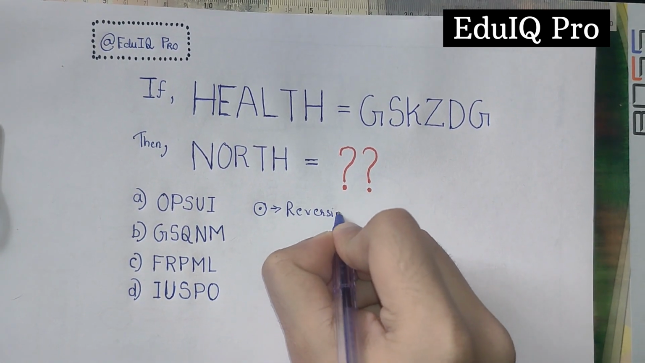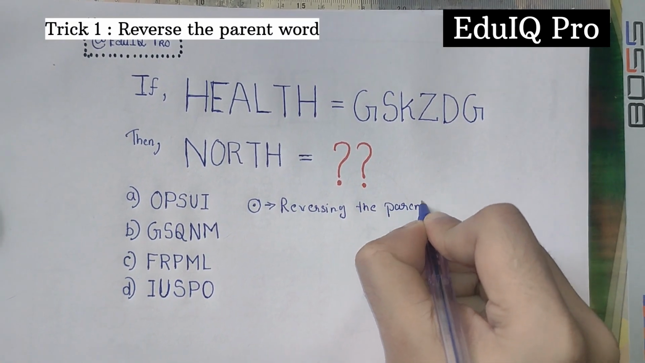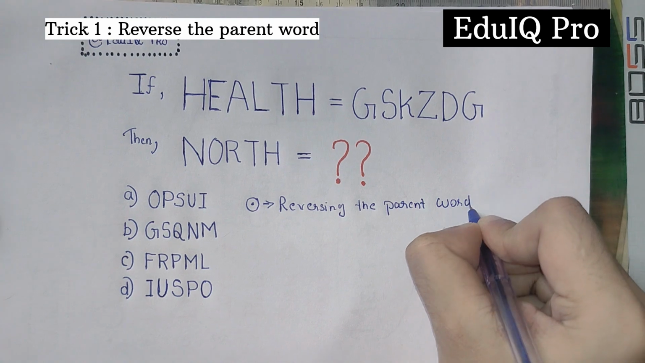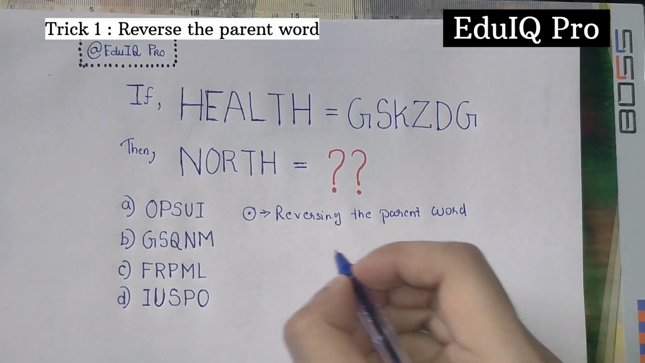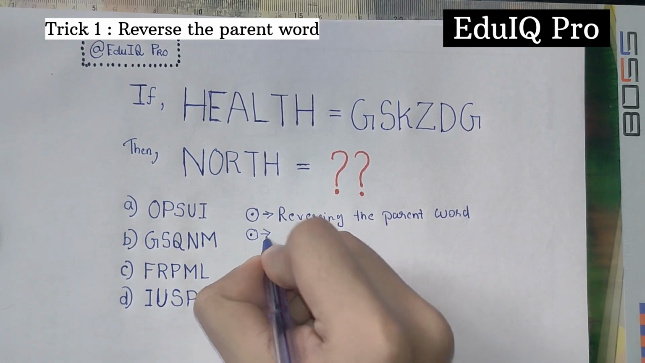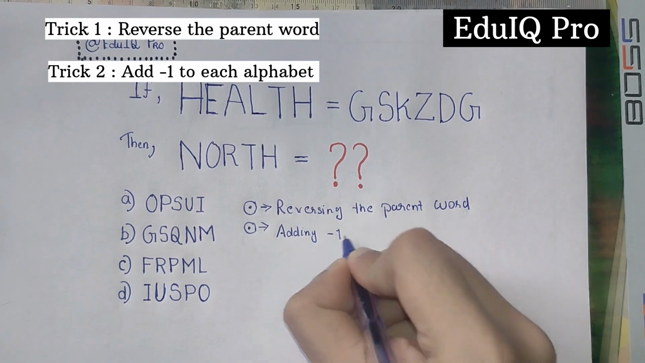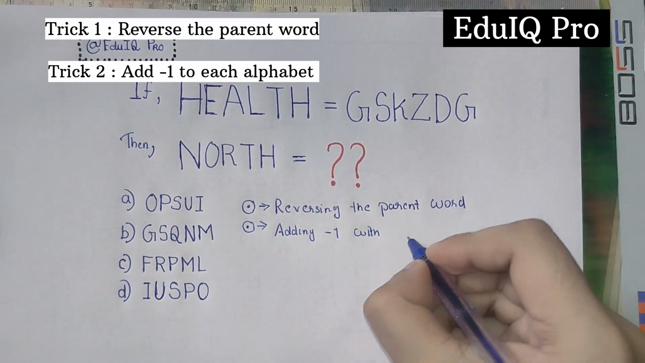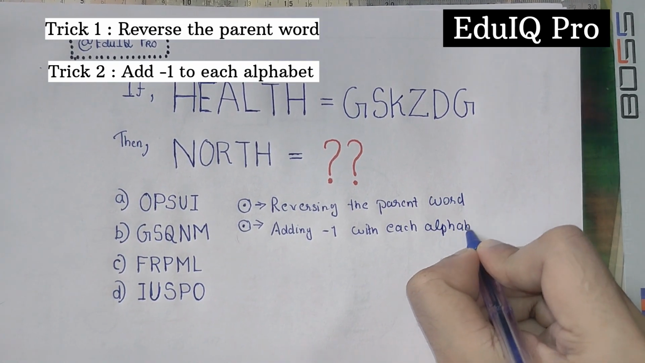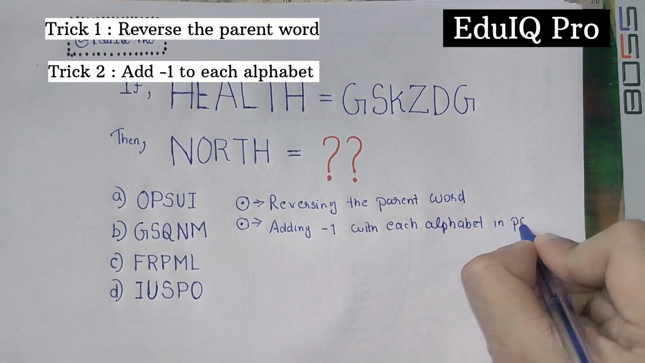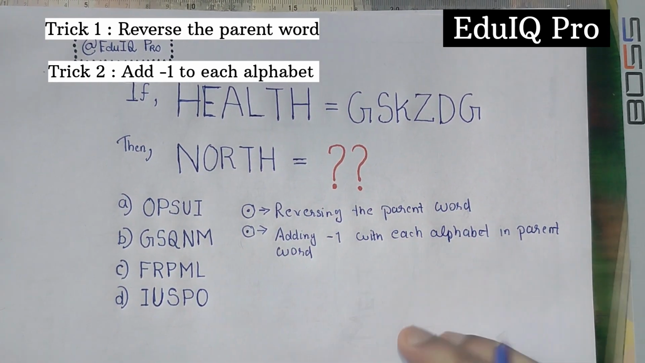Okay, let me reverse the first word, that is, reversing the parent word. Let me write here: reversing the parent word. Parent word means here HEALTH is the parent word. The answer is the coded word. HEALTH we need to reverse is the first step. After that there is a second step. In this particular problem we are given two concepts. First of all, reversing the parent word, then adding -1 to each of the alphabets of the reversed word.